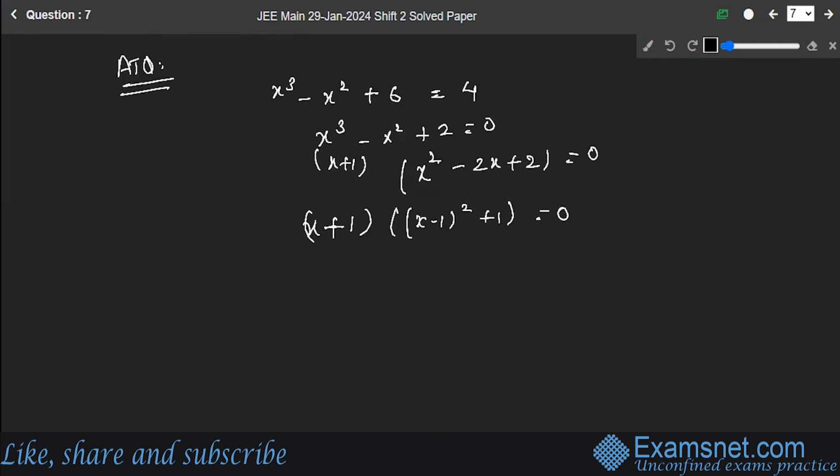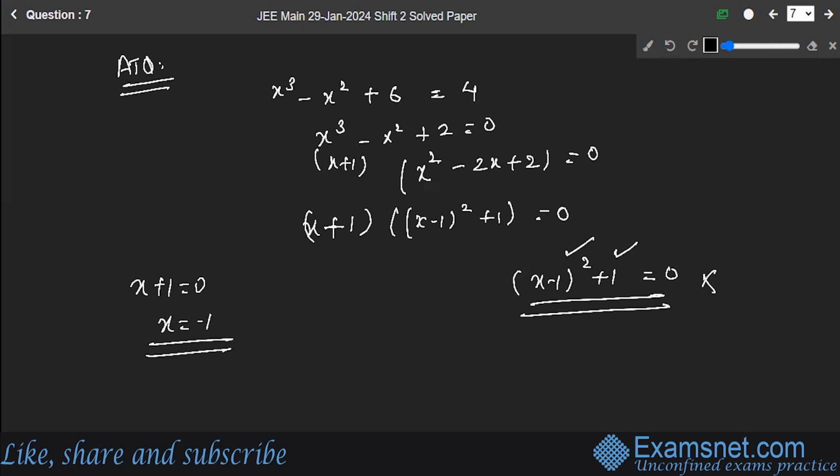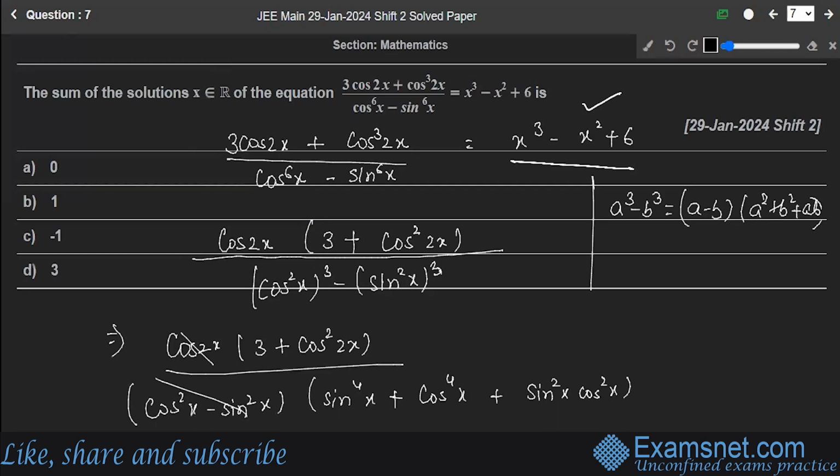So let's look at the solutions now. Either x plus 1 is equal to 0 or x minus 1 whole square plus 1 is equal to 0. No, this is not possible because these both are positive numbers. Adding two positive numbers can never give you a 0. That means x is equal to minus 1. So this is the only solution. So the sum of solutions will be nothing but minus 1.